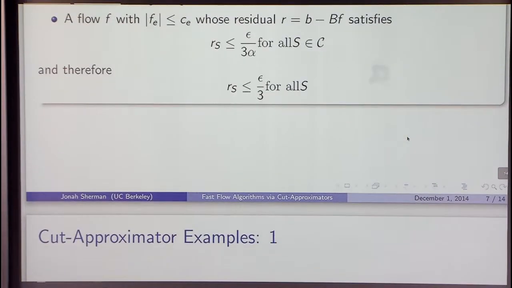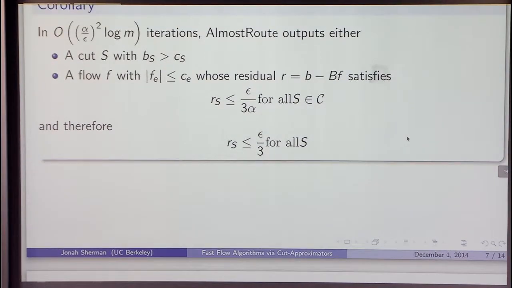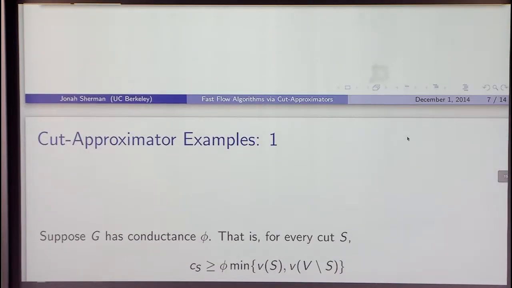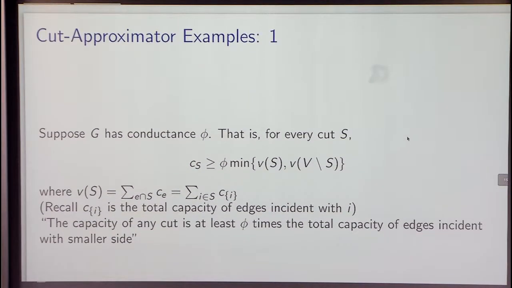Okay. So I just want to give some examples. These cut approximators seem extremely powerful. In fact, the first time you see the definition, it's like, how can this even exist? So I want to give a few examples, so that before I get to the algorithm, you'll be convinced these things really exist. Here's the simplest cut approximator, and if you had a graph that had large conductance, this would be the algorithm that you would want to use. It would be extremely simple.